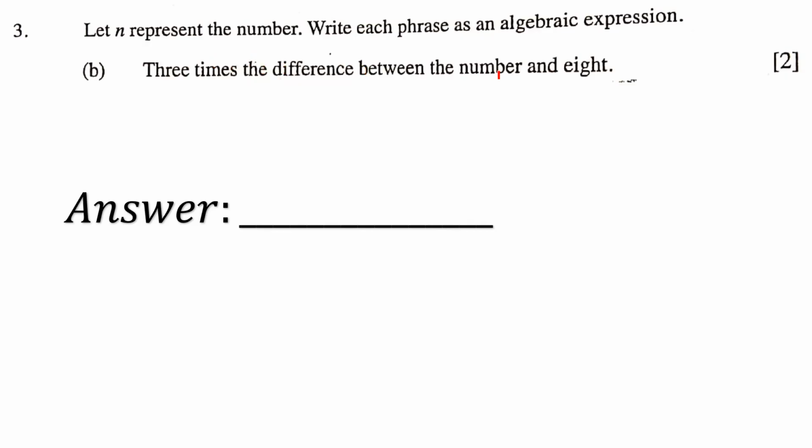So this is very important. We have 3 times the difference between the number and 8. So let's look at this part: the difference between the number and 8. What is the difference? Difference means subtraction. So we have to say n minus 8. And it says 3 times that. So we have to multiply 3 times this entire expression. So it's going to be 3 times n minus 8. And that's the correct answer for number 3B.